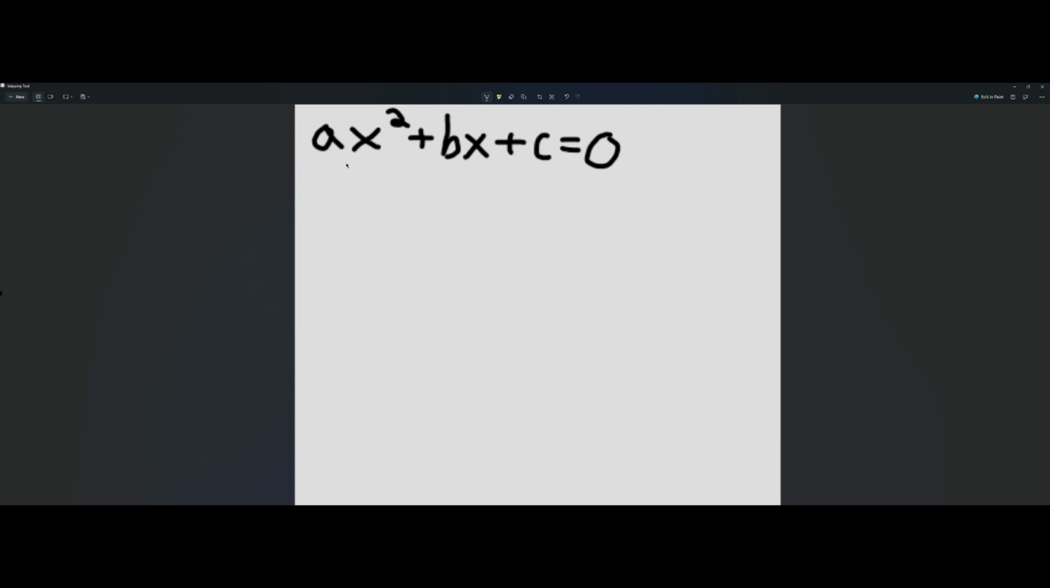All right. First, an important step we need to know when completing the square is our a must be equal to 1. Okay? A must equal 1 when we're completing the square. So in order to get a equal to 1, what we're going to have to do is factor an a out of our polynomial. Okay? So if we factor out an a, we can get x squared plus b over a x plus c over a.